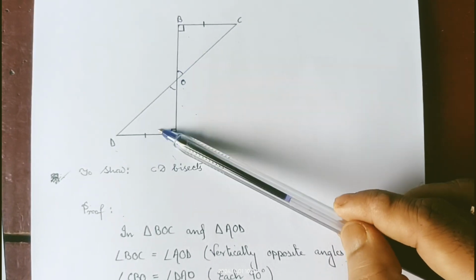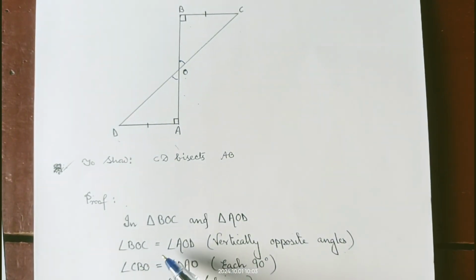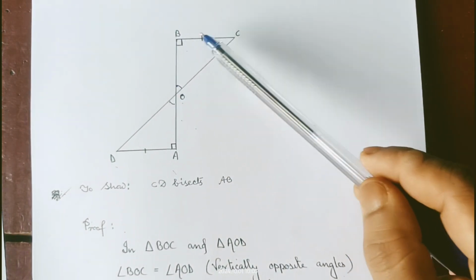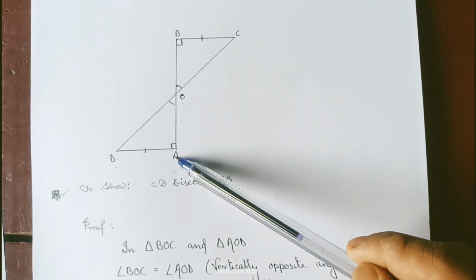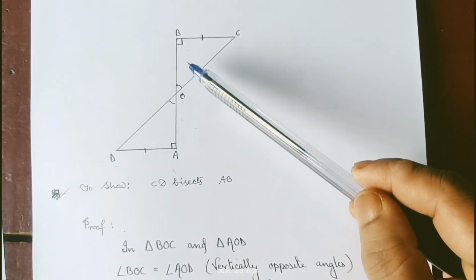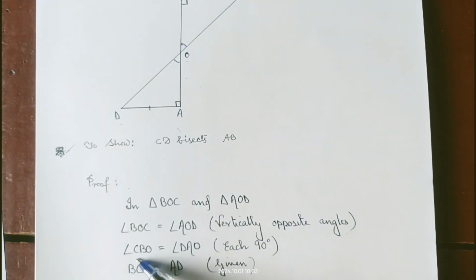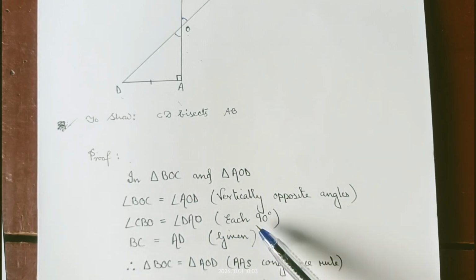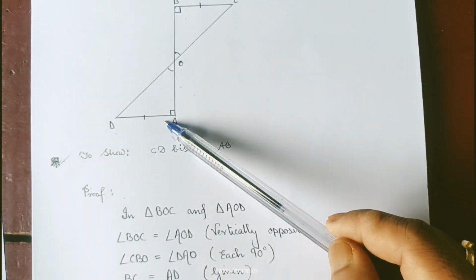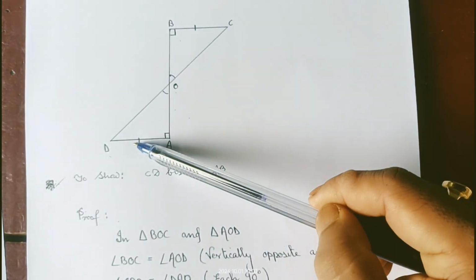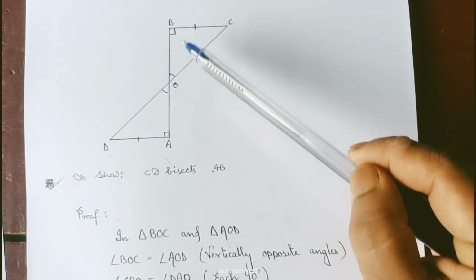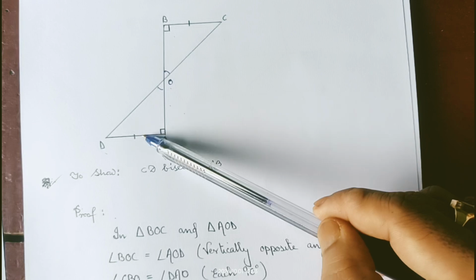So we can write in these two triangles, angle BOC equal to angle AOD, vertically opposite angles. Angle OBC equal to OAD, or you can write DAO. These two angles are 90 degrees. So in the second line you write angles are equal because they are 90 degrees each. And BC equal to AD because these two are equal. In the question it is given perpendiculars are equal. So angle, angle, side, angle, angle, side, triangles are congruent.